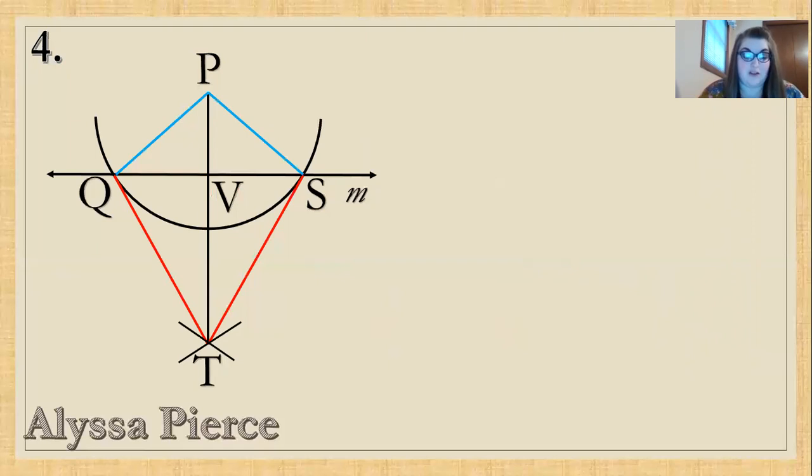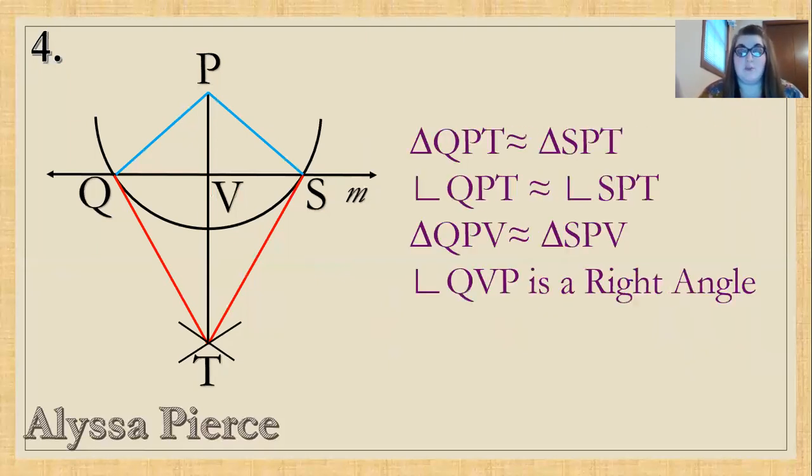So once we've recreated the figure, we have some tasks we need to get done. What I'm going to explain to you is why triangle QPT is congruent to triangle SPT, why angle QPT is congruent to angle SPT, why triangle QPV is congruent to triangle SPV, and why QVP is a right angle.